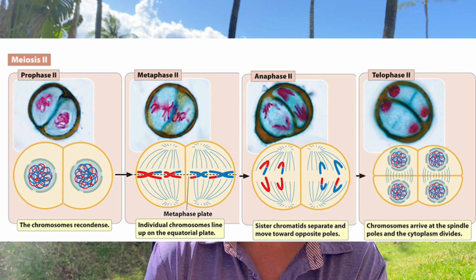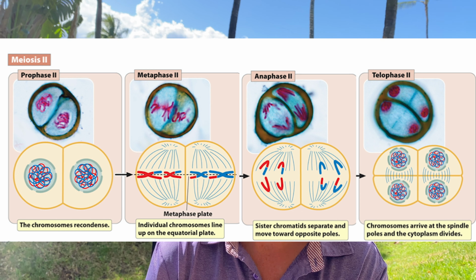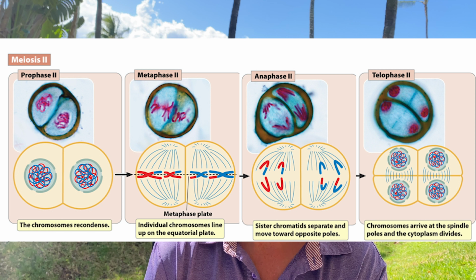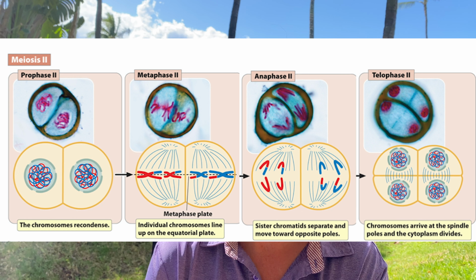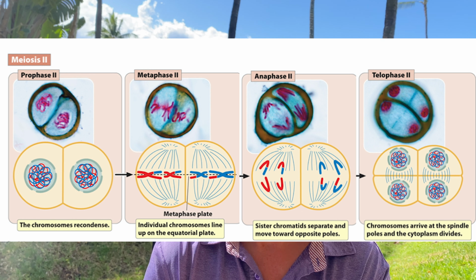The result of this is four haploid cells that are genetically unique because of crossing over between non-sister chromatids, and again, the fact that those homologous pairs lined up randomly.